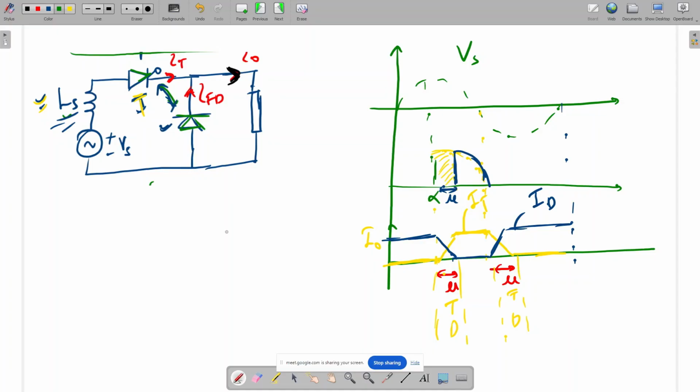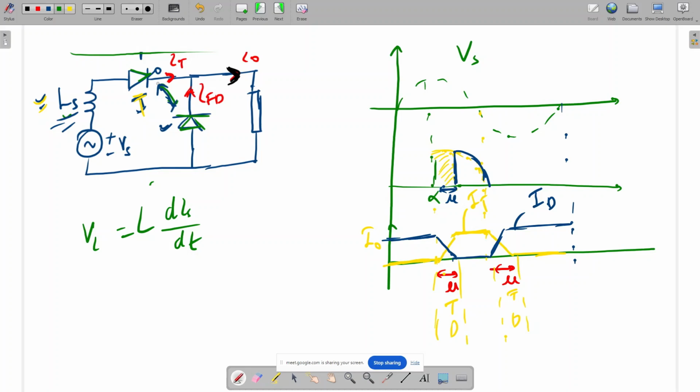One equation we can write: VL is equal to Ls into dis by dt, from alpha to alpha plus mu. If this point is alpha, this point will be alpha plus mu. So we can integrate. What will VL be during this period? Can anyone tell?